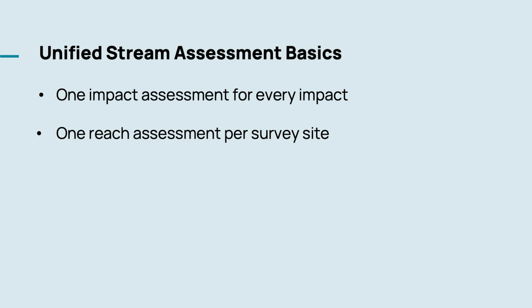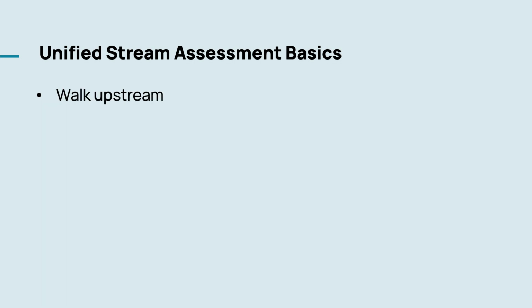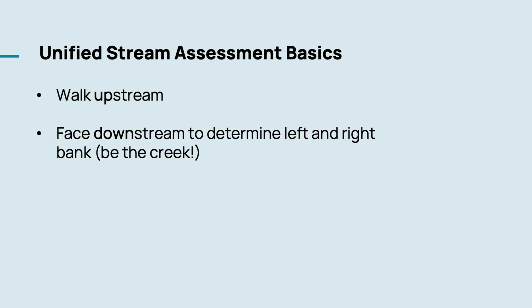To actually use the USA, you travel up a given stream reach and fill out an impact assessment whenever you see one. And then you fill out that reach assessment at the end. So you'll end up with many impact assessments and 1 reach assessment. You'll walk upstream, like I mentioned, but there are cases where you need to identify which bank an impact occurs on, and that is done facing downstream. So if you imagine you are the stream traveling down your little corridor, it'll be on your left and right.